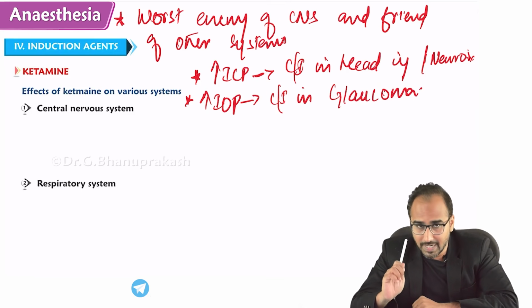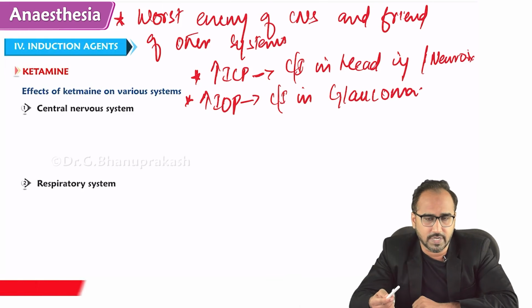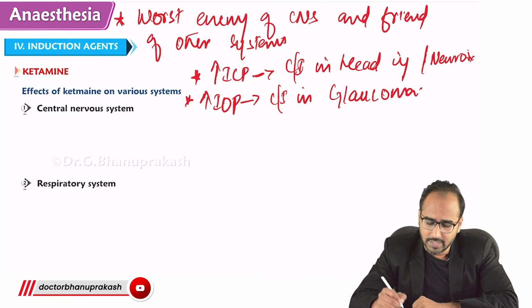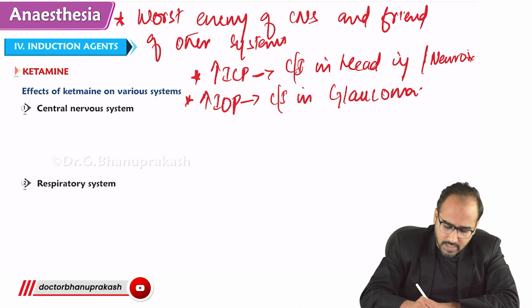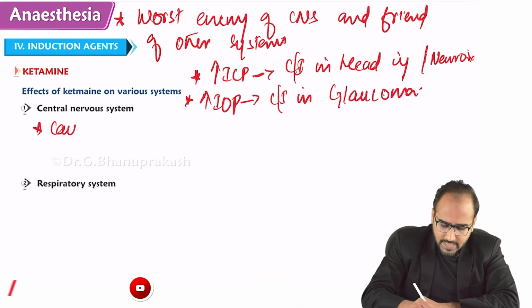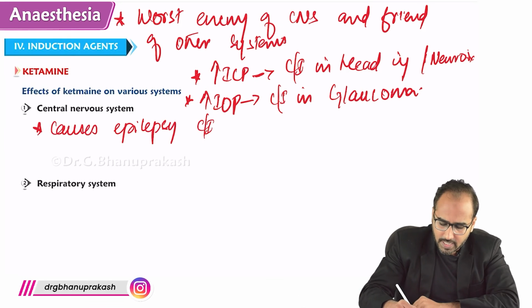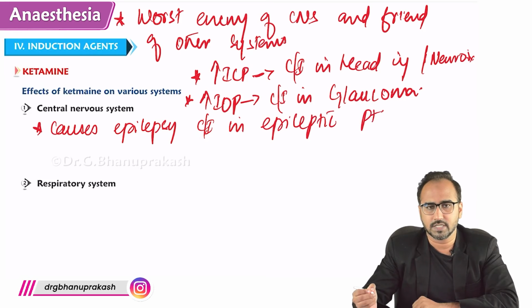Remember, it is the worst enemy of the CNS, meaning almost all contraindications of ketamine come from the CNS. It increases the IOP, hence contraindicated in glaucoma. Ketamine causes epilepsy, hence contraindicated in epileptic patients.